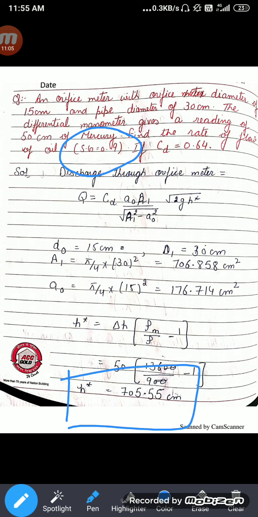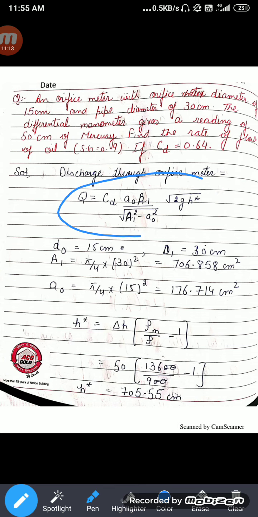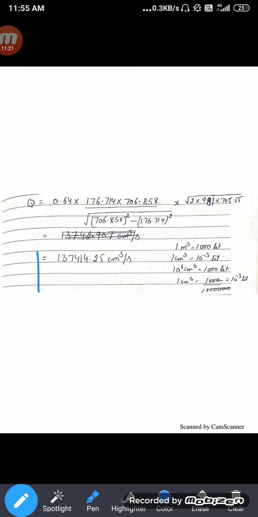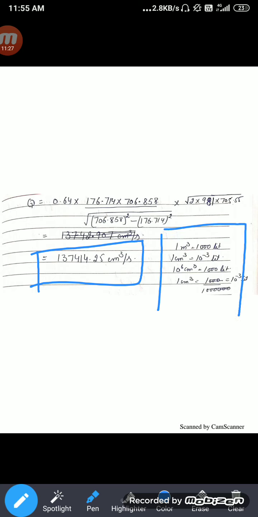Now H star is known to us, g is also known to us. A0 we have found, A1 is also known to us, CD is all given. Now all the terms in this equation are given to us. Now simply put these values and you will obtain the answer as 137,414.25 centimeter cube per second. Remember these conversions: 1 meter cube is equal to 1000 liters, 1 centimeter cube is equal to 10 to the power minus 3 liters. These are very important, you have to remember this.